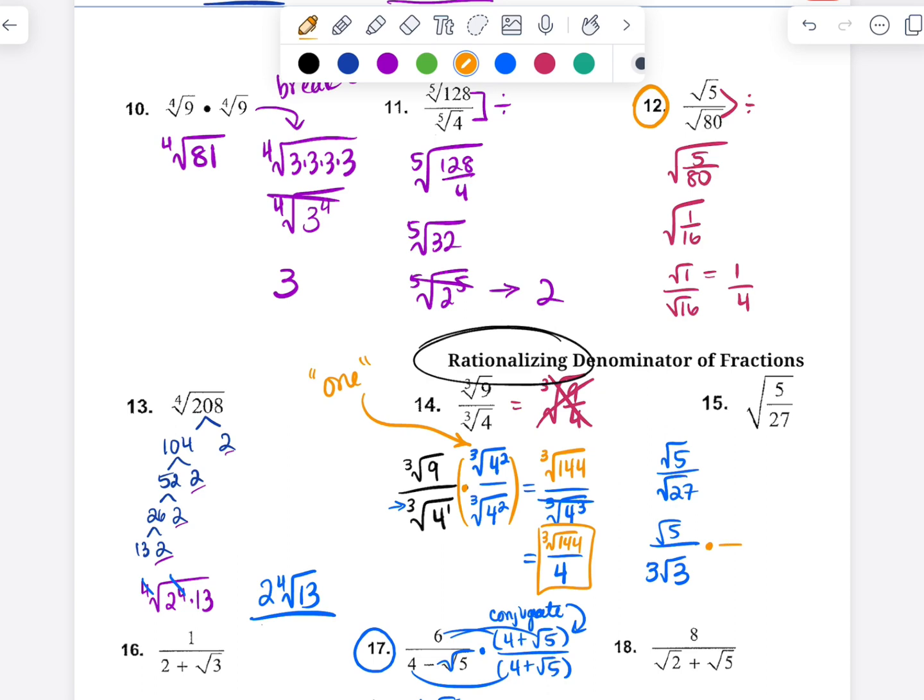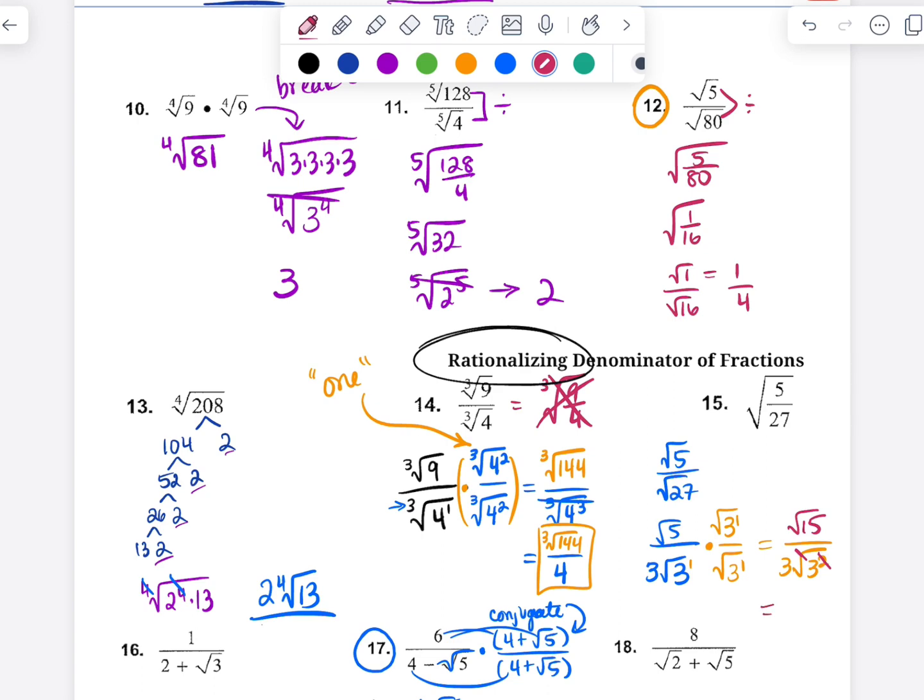So I just need to multiply by the square root of 3 to the 1st, so that when I multiply the two roots together, I end up with 3 square root of 3 squared. Remember, my goal when I rationalize is that the root gets eliminated by the power underneath it. That's the goal. And then I'm left with the square root of 15 in the numerator.